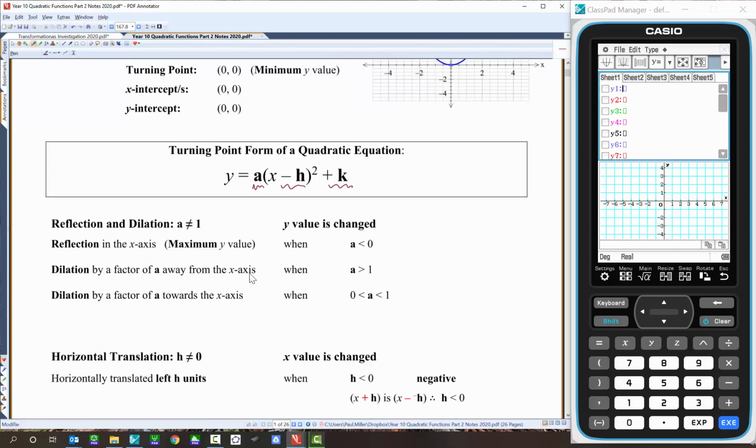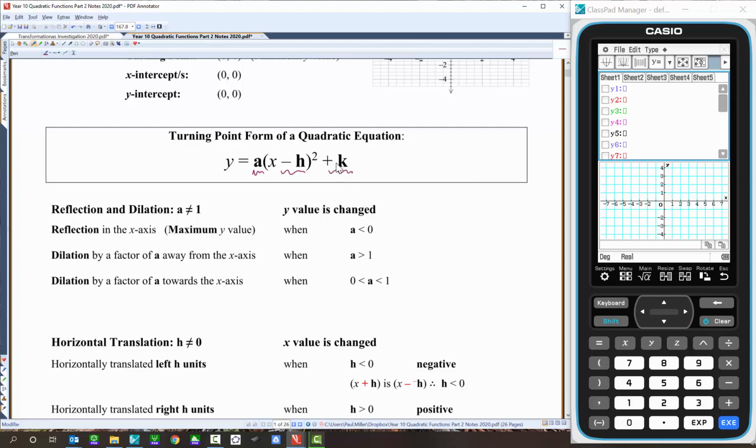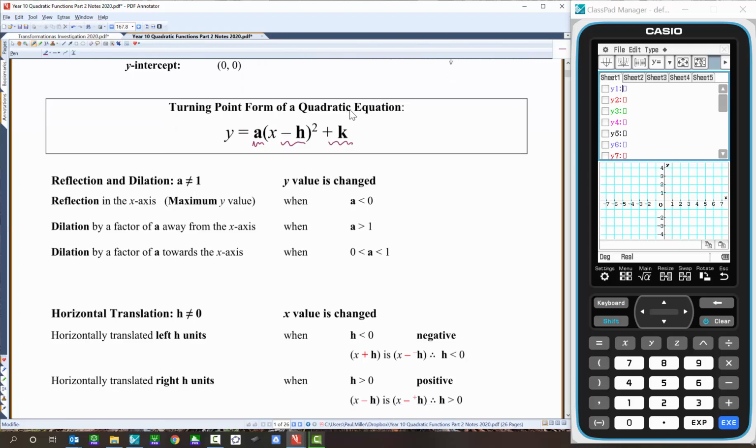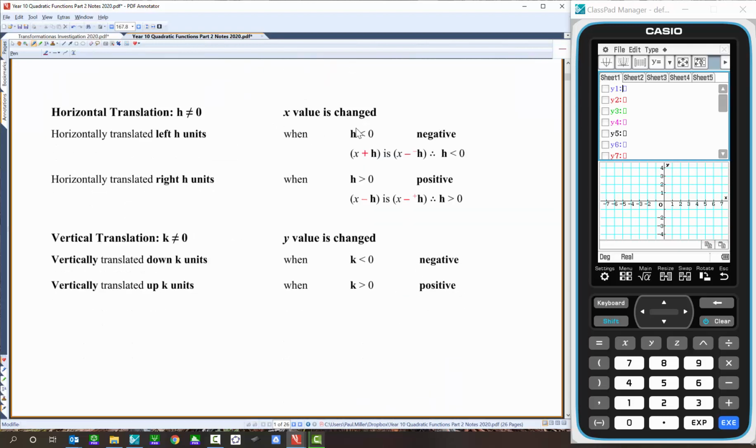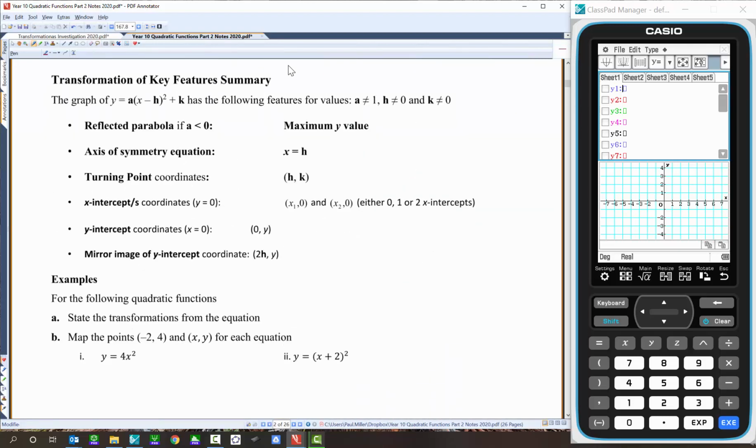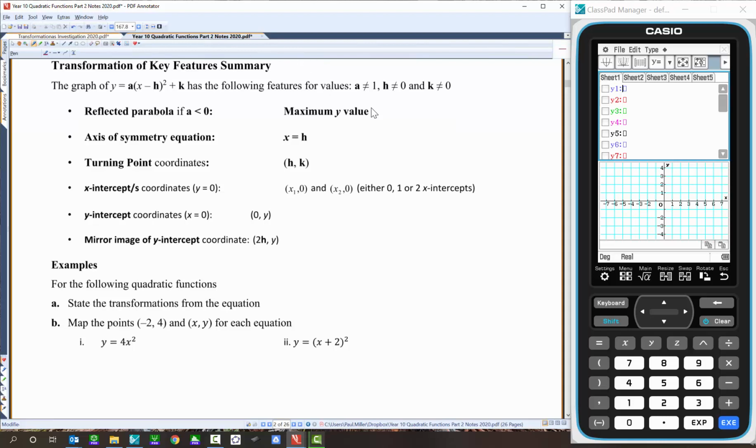Our h gives us our horizontal translation, and remember that it's a little counterintuitive here that this h value will shift it h units to the right. Now this k value will move it up or down by the value of k. If it's plus 7, it'll go 7 up. If it's negative 7, it'll go 7 down. And that's all we can do to a parabola, and we can twist a parabola into anything we want it to do. So there's our summary.